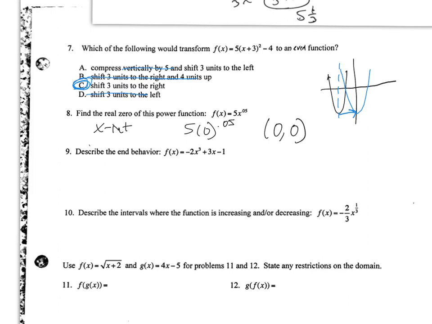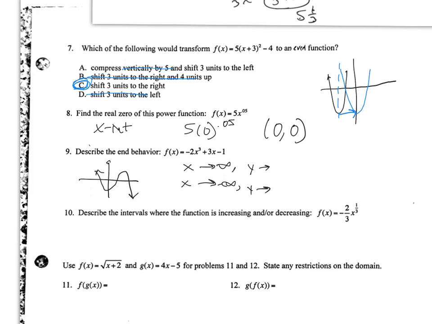And end behavior. Again, I would suggest you get a little graph on your calculator. I'll just draw it here so we can talk about it. When you set up end behavior, it always starts: x goes to infinity, x goes to negative infinity. And then you look at the graph to answer the question.